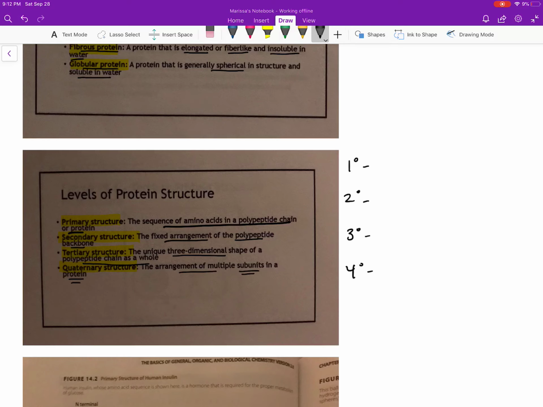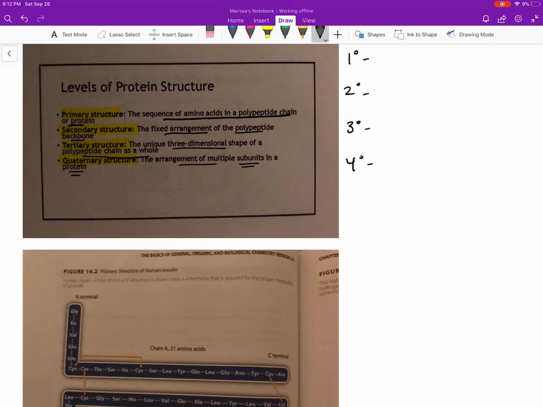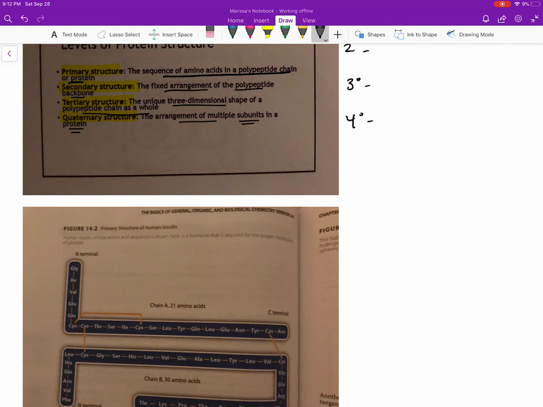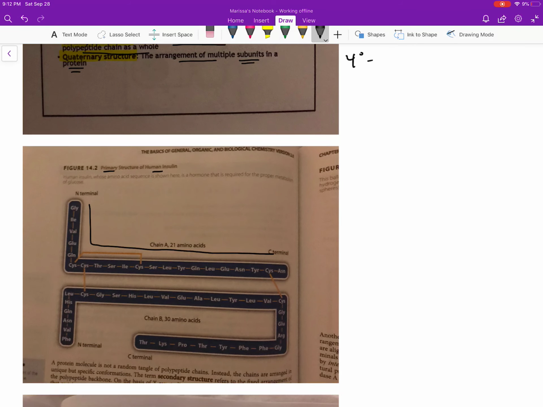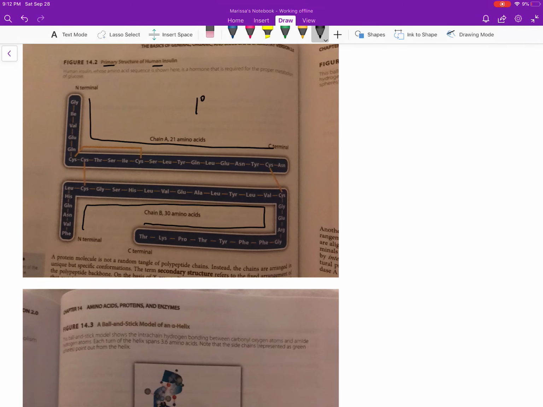Okay, so let's take our definitions and look at them more specifically. So this is the primary structure of human insulin. You can see here it's just a chain of 21 amino acids, and then you have a chain here of 30 amino acids. So they just follow the leader all the way around. So this is considered to be the primary structure, straight chain of amino acids.